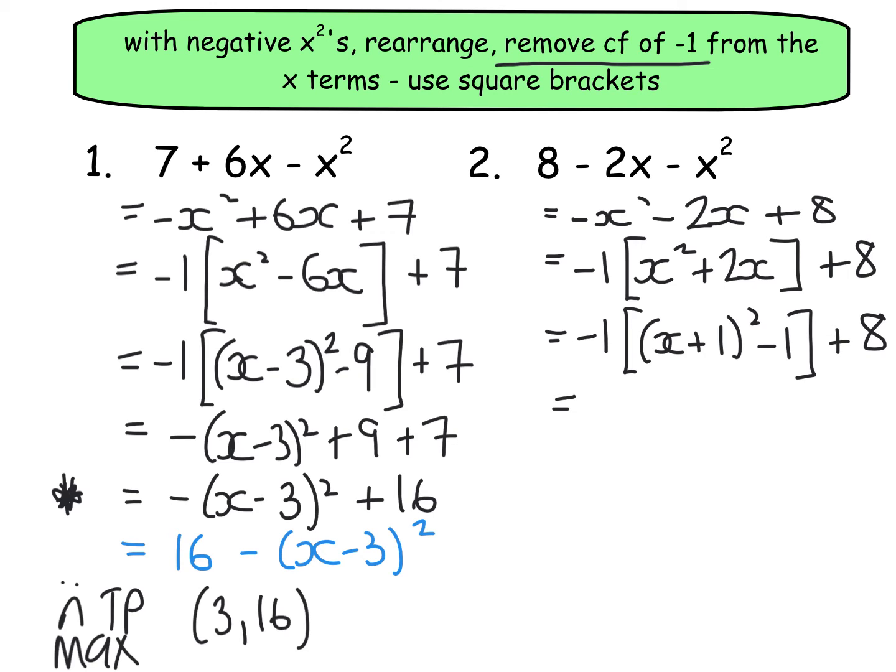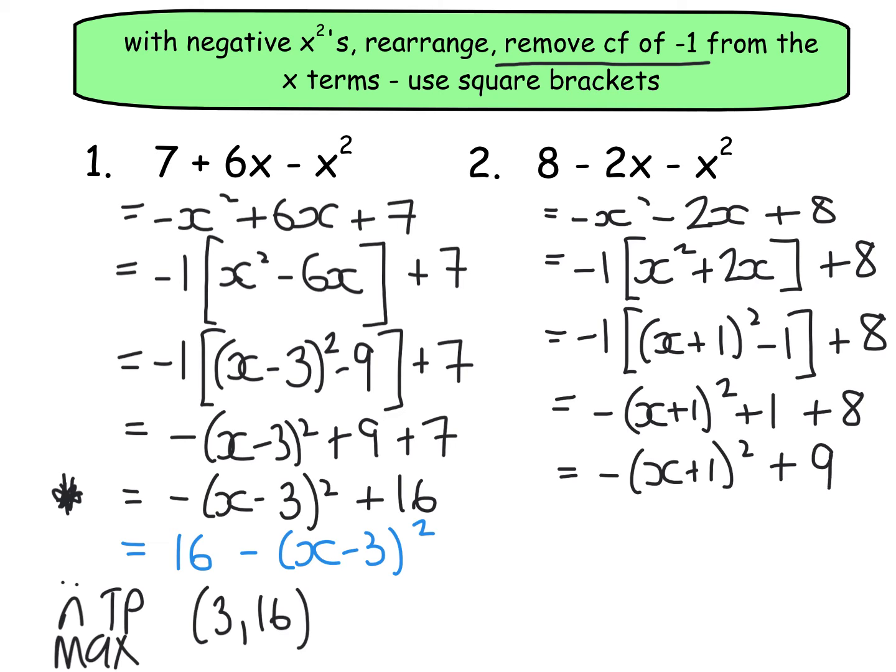Now we reintroduce the common factor of minus 1, so that gives you negative of your bracket. That turns into plus 1, and then you've got your plus 8 on the end. And the last step is you can tidy up the plus 1 and the plus 8. So you end up with plus 9. And just remember what I said, they might want that in the form 9 minus your bracket instead.